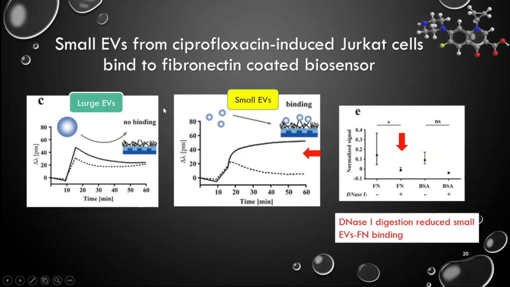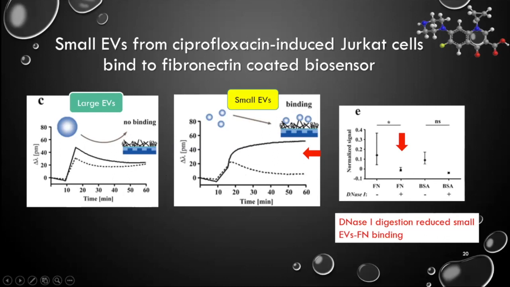The authors were wondering what would happen if they tried to analyze the large, medium, and small EV populations with this biosensor. You could appreciate here that after 15 minutes, when the stable line had been reached, in the large EV case there was no observed increase of the refractive index or any changes for the large vesicles. However, the small EV sample clearly showed an increase in the refractive index, which suggested that binding did happen.